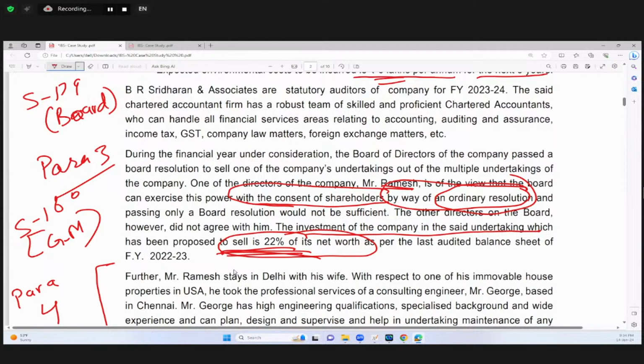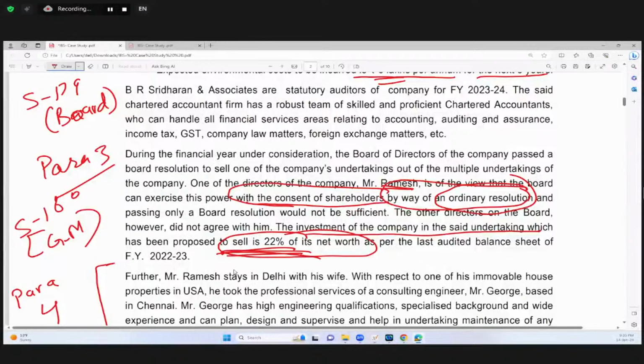Like if the company wants to borrow, there is a certain limit. If the borrowing is up to the paid up share capital, free reserves and securities premium, then the board of directors is not required to go to the company. But if the borrowing exceeds the aggregate of share capital, free reserves and securities premium, then the board of directors has to go to the shareholders by passing an ordinary or special resolution, as the case may be.